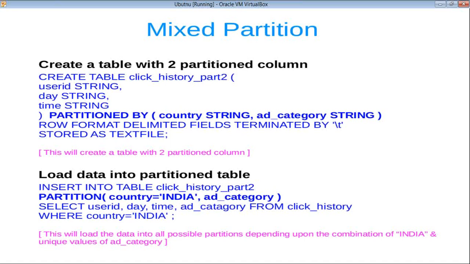Okay, not an issue. Select user ID, comma, day, comma, time, comma, add category from click history where country is equal to India. Because I myself am specifying that I want to insert into India partition, that means I need to select the data related to India only. That's why I have put a where clause for country is equal to India. So this will be selecting the data for which country is equal to India and for all the add categories, because add category is not specified. That is dynamic partition.